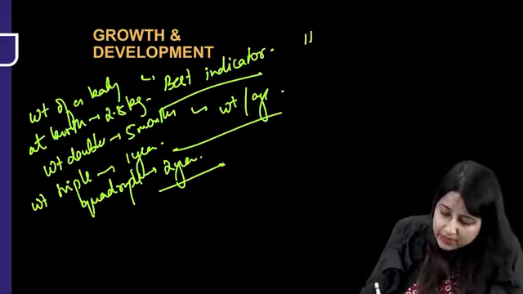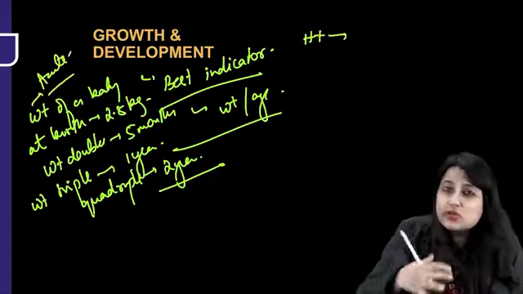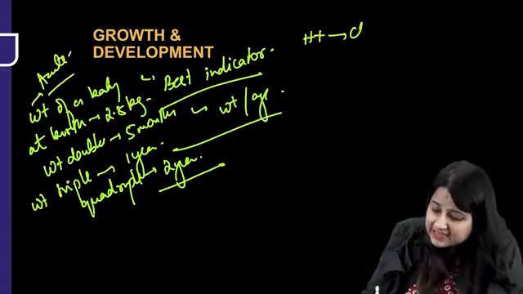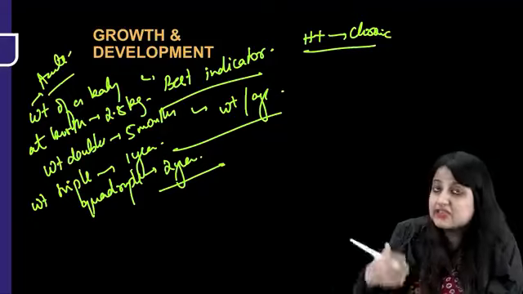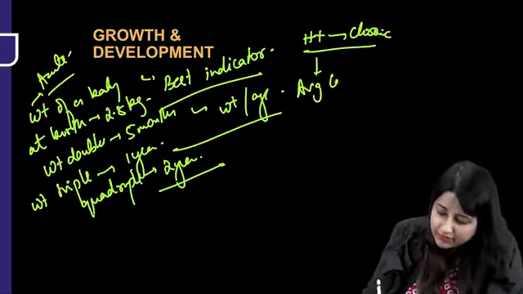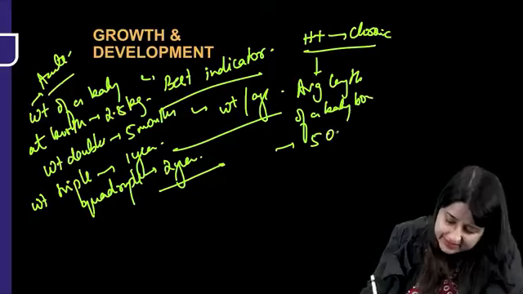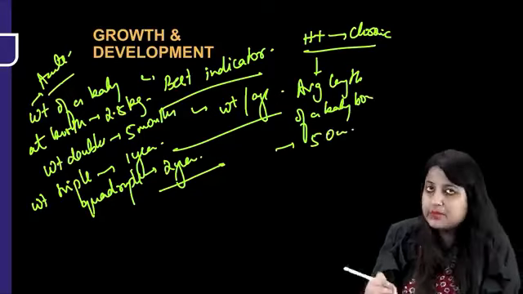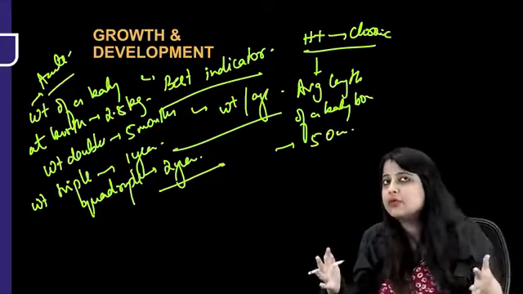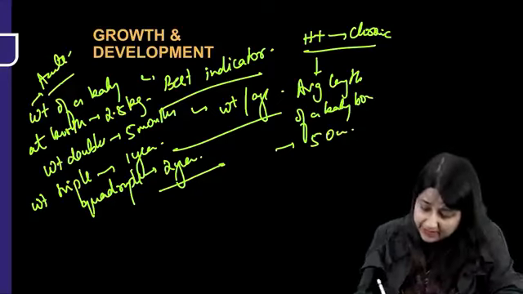All right, what about height? Weight is kind of reflecting, if you just say, acute status. But height is something which reflects chronic status, the long standing one. The average length of a baby born is, please remember, 50 centimeter, and after 2 years we say the height. So when does the length of the baby double?